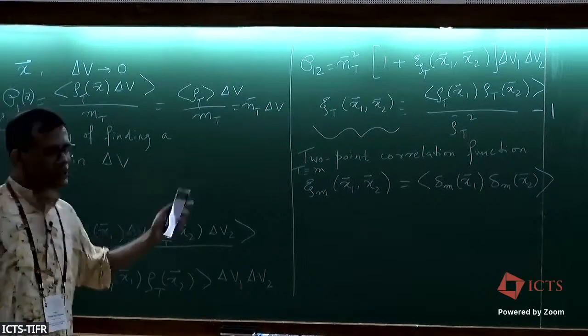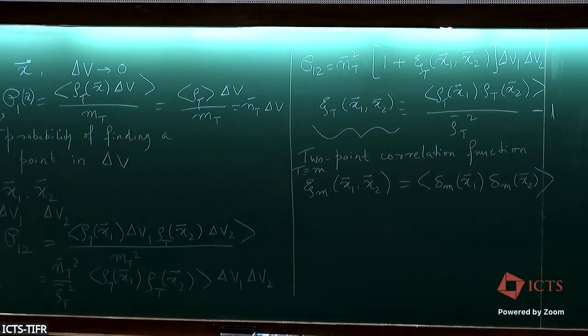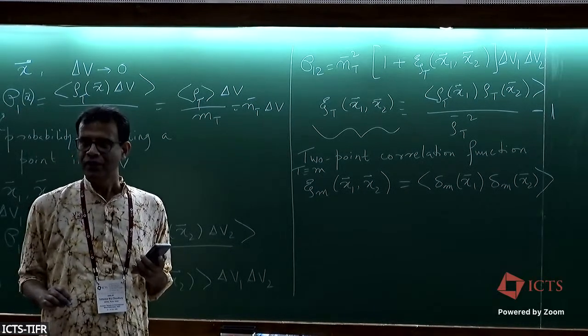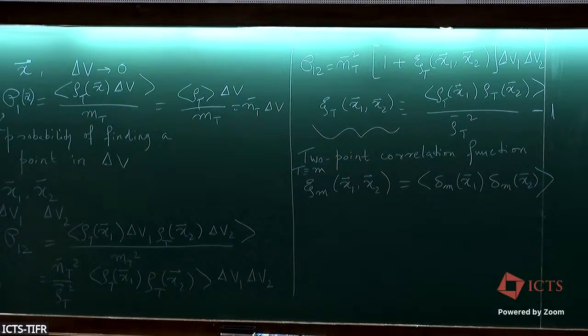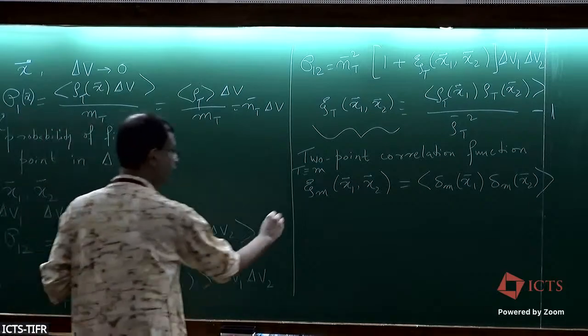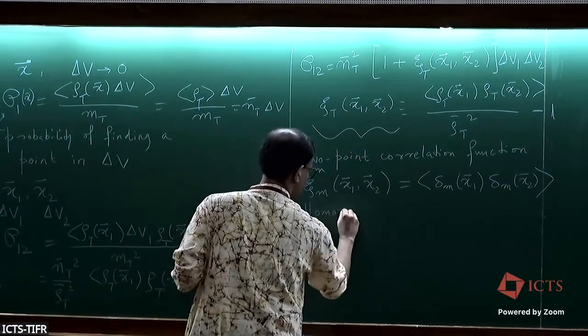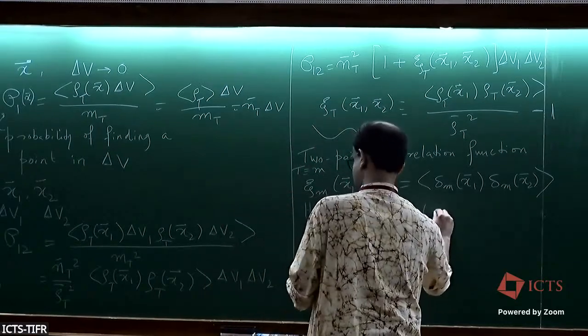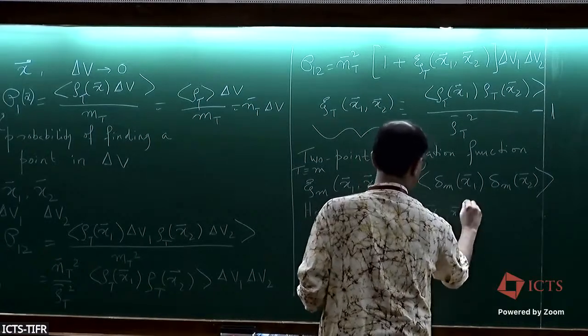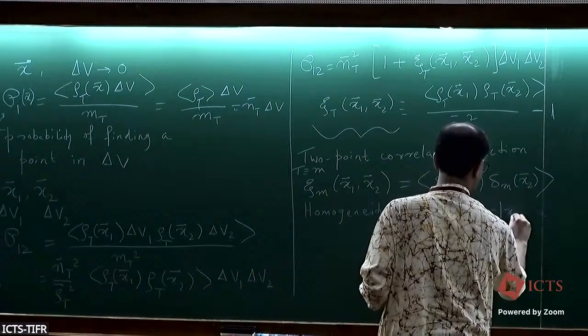Now this 2-point correlation function, in a general case, will be a function of x1 and x2. But as we said, our universe has some properties. Firstly, it is homogeneous, which means it should not depend on where you choose x1 and x2. It should depend only on the separation between these 2 points. So homogeneity tells you that psi(x1, x2) should actually be psi(x1 - x2).